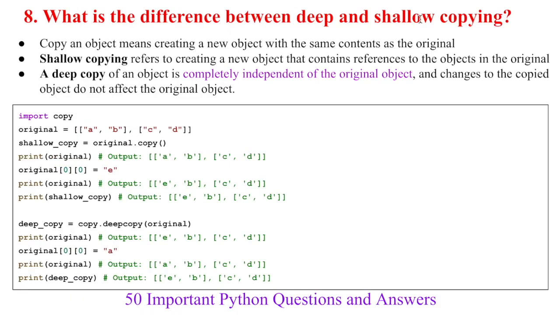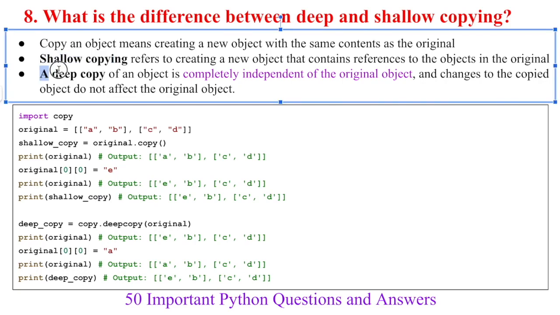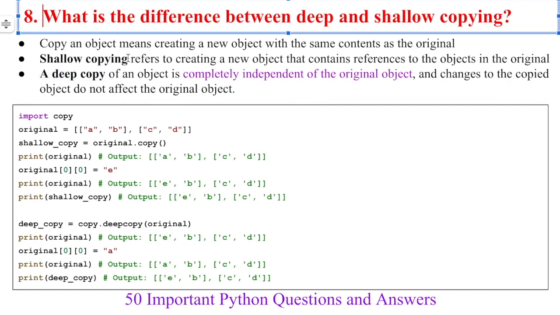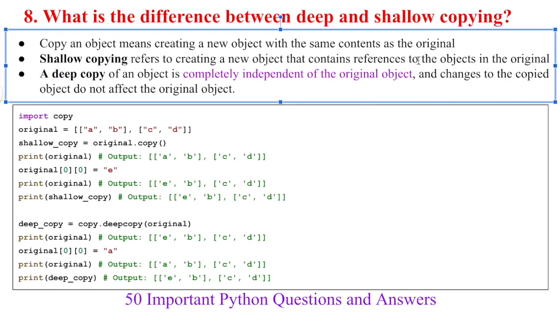What is the difference between deep and shallow copy? So copying an object in Python programming means creating a new object with the same contents as the original object. However, there are two types of copy methods in Python: shallow copy and deep copy. A shallow copy creates a new object that contains references to the objects in the original object. This means that any changes made to the copied object will also affect the original object. Or in other words, a shallow copy only copies the references to the objects in the original, not the objects themselves.